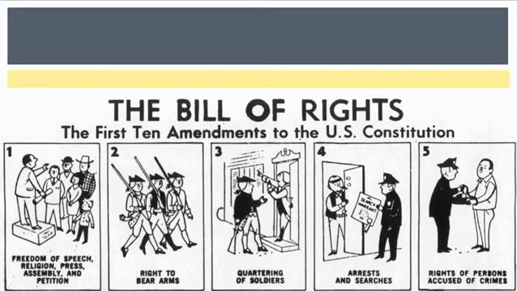Third deals with quartering of soldiers, meaning the government can't make your house into a barracks, a place where soldiers live. Fourth protects you from unreasonable search and seizure, meaning that if you're going to be searched or taken into police custody, they need to have probable cause or reason to do so. They can't do it just because they feel like it. And Fifth deals with the rights of persons accused of crimes, meaning if we're ever accused of crimes, even though we might be guilty, we still have rights in that process to determine whether we're guilty or not guilty.